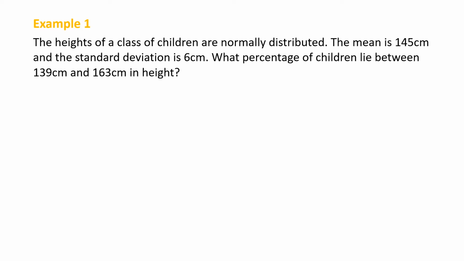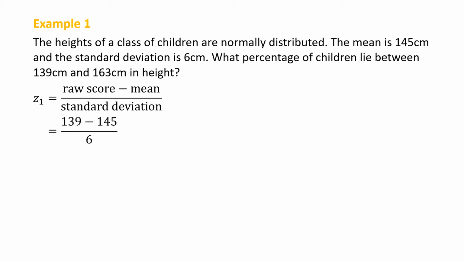So if we want to work out those percentages, what we are going to need to do is standardize those scores. So in other words, find out the z-scores. So we're going to need to do both, 139 and 163. So first let's do 139 centimeters. So remember that our standardized score is just our raw score minus the mean divided by our standard deviation. So that means we've got 139 less our mean of 145, all divided by our standard deviation of 6.